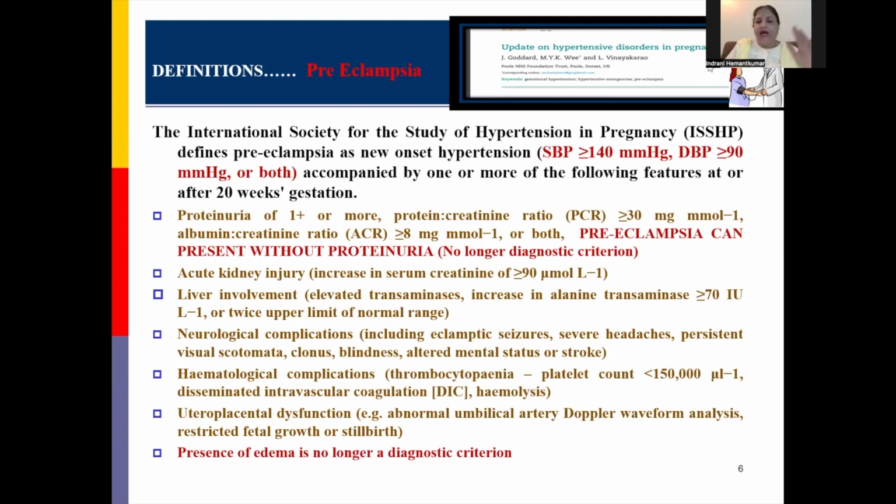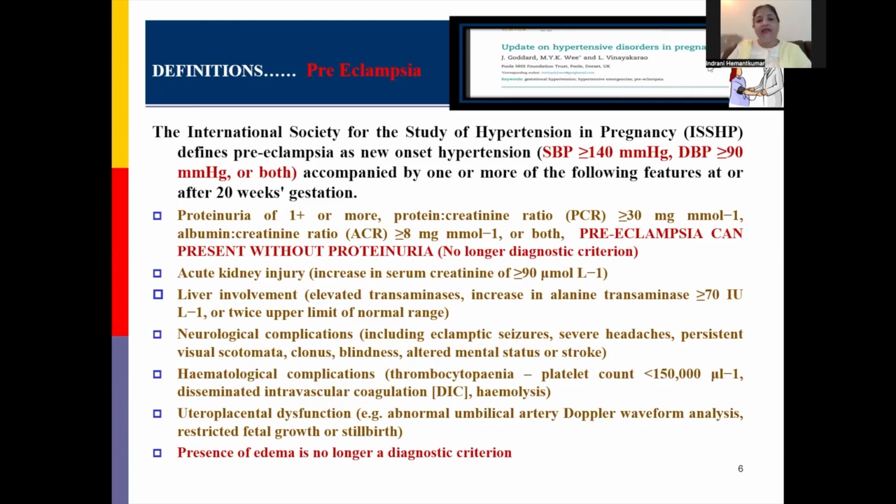So what are they? Apart from the blood pressure, the patient can have proteinuria, which is 1 plus or more, where the PCR, that is the protein creatinine ratio, is more than 30, and/or the ACR, which is the albumin to creatinine ratio, is more than 8 milligram per millimole, or both. Anyway, preeclampsia can present even without proteinuria. So please remember that proteinuria being present is no longer a diagnostic criterion.